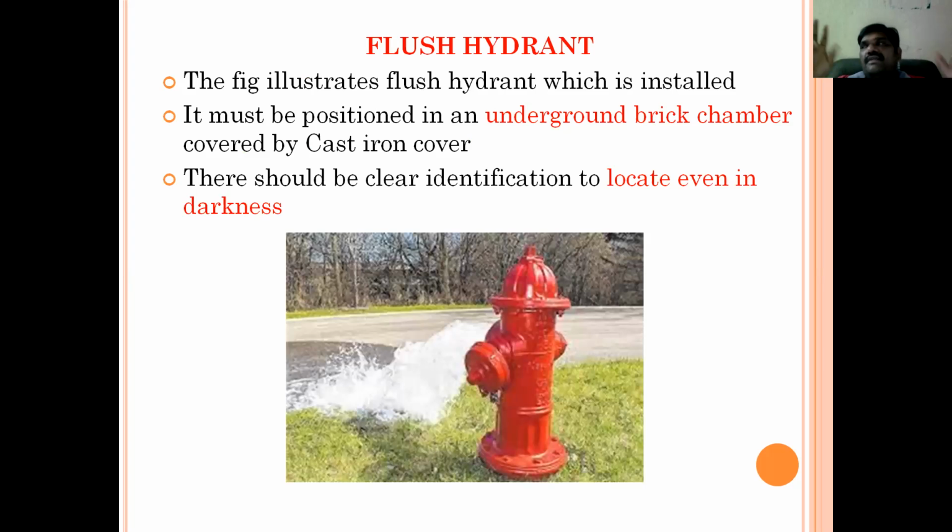See here, there are two types. I have just given the basic information. Flush hydrant: the figure shows a flush hydrant. It must be positioned in an underground brick chamber covered by cast iron. There should be clear identification to locate it even in darkness.